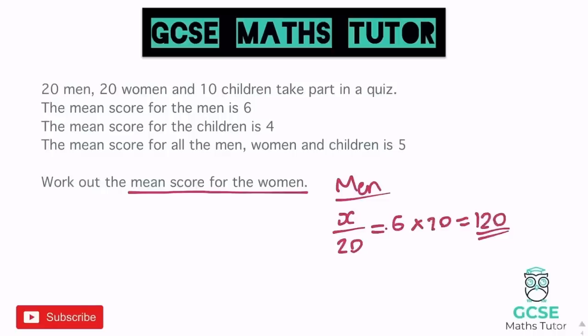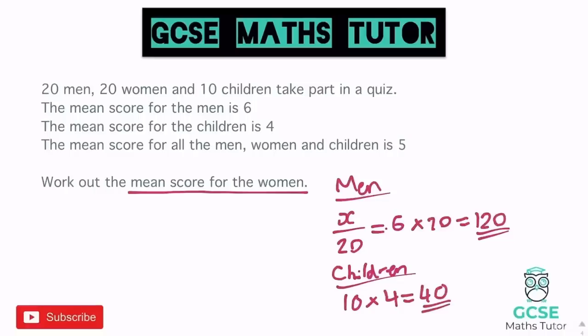We could then do exactly the same for the children. I don't have to write out this little bit of algebra every time, but if I just think, okay, well, the children then, I just know I need to times the amount of children by the mean. The mean is 4 and there are 10 children. So 10 times 4 gives us a total score of 40 for the children.